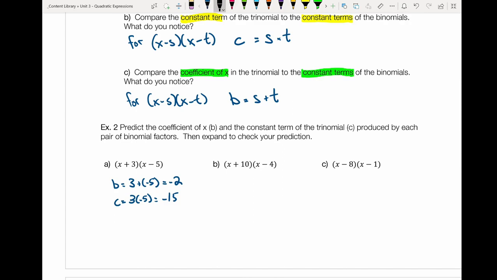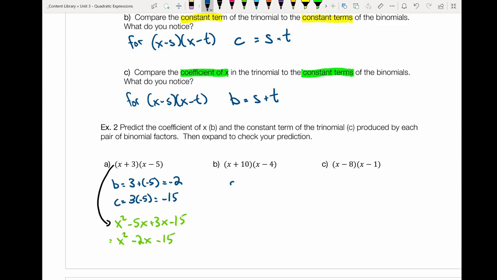Now I want to expand this, using my FOIL method, the box method, rainbow method, whichever one you prefer, and see: is my b value negative 2 and is my c value negative 15? So when I go through and do this, x squared minus 5x plus 3x minus 15, and I simplify, I do see that my b value is negative 2 and my c value is negative 15. So this does seem to work out.